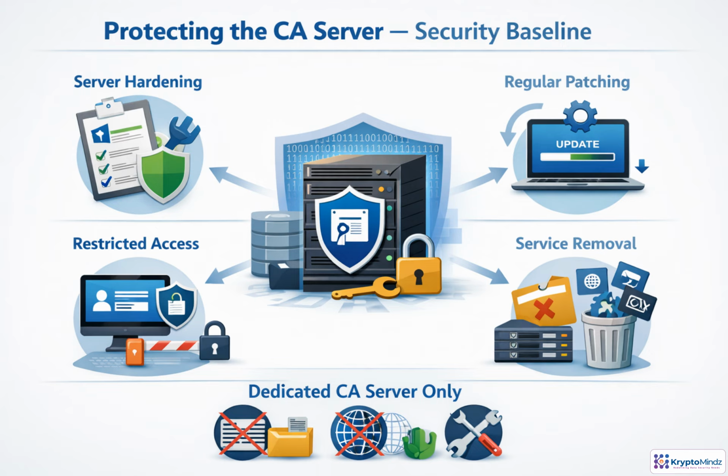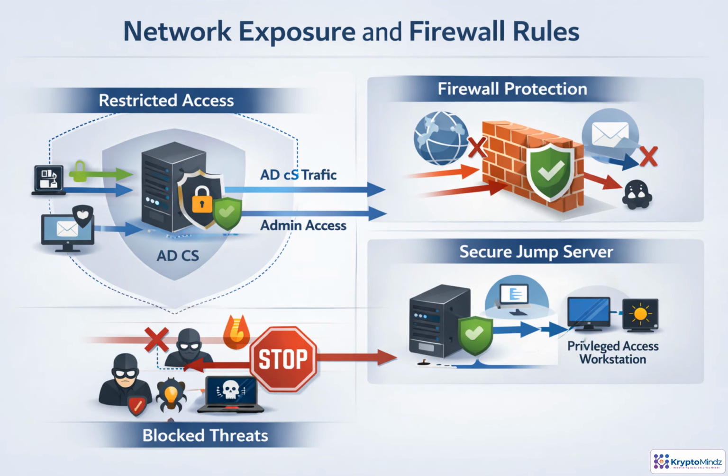Your CA is only as trustworthy as the server it runs on. Treat it like sensitive infrastructure, not a general-purpose box. Start with a hardened Windows baseline and keep it consistently patched through a controlled change process. Strip away every non-CA role, feature, and background service. Lock down who can log on and how they manage it. And never host file shares, web apps, or random tools on this machine.